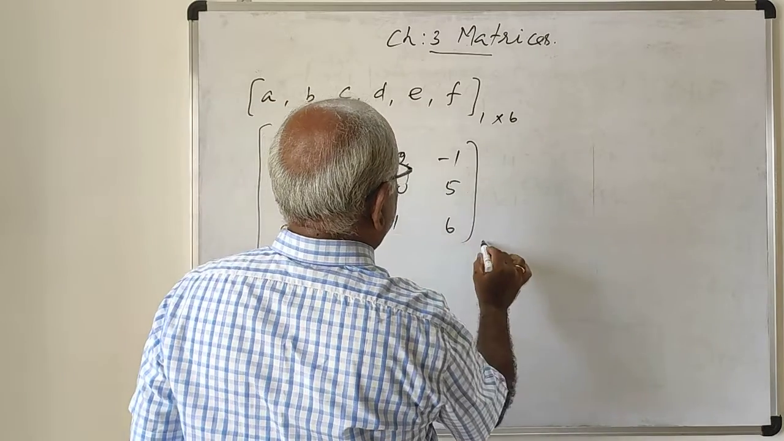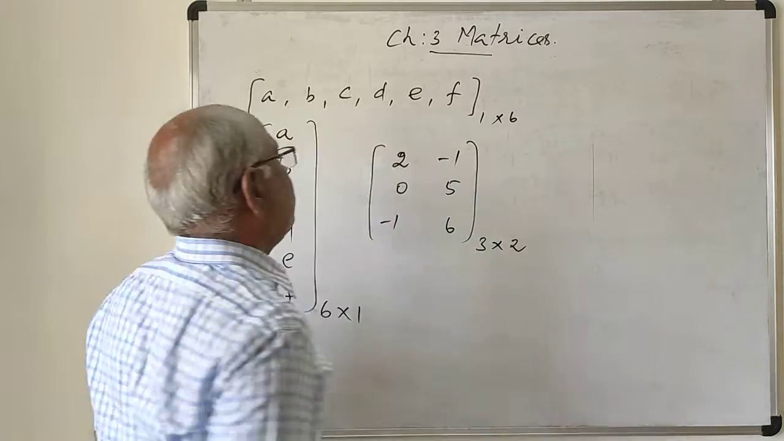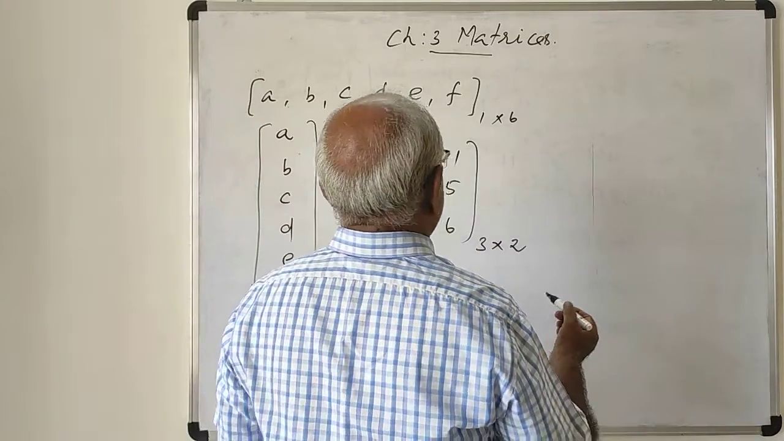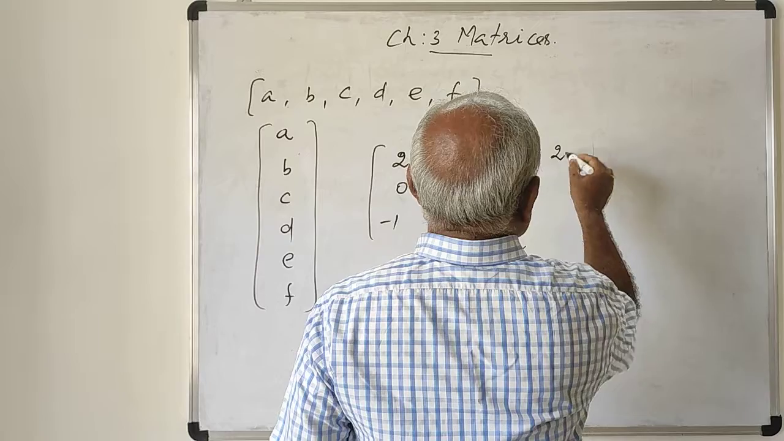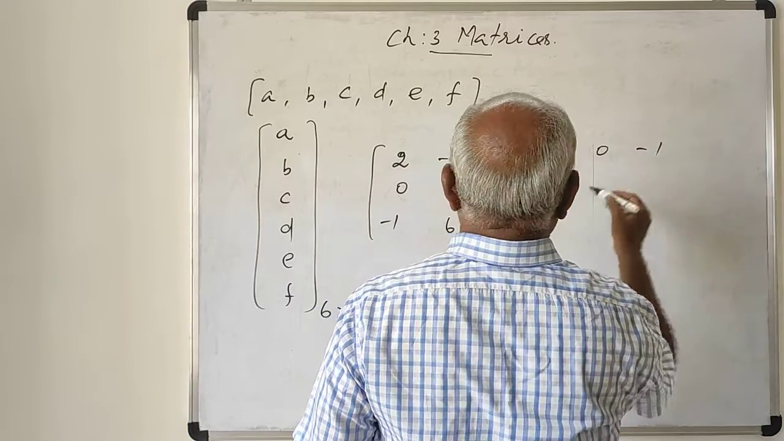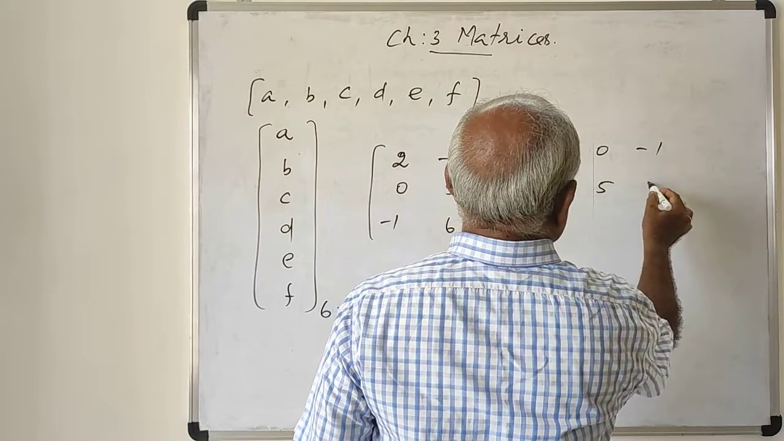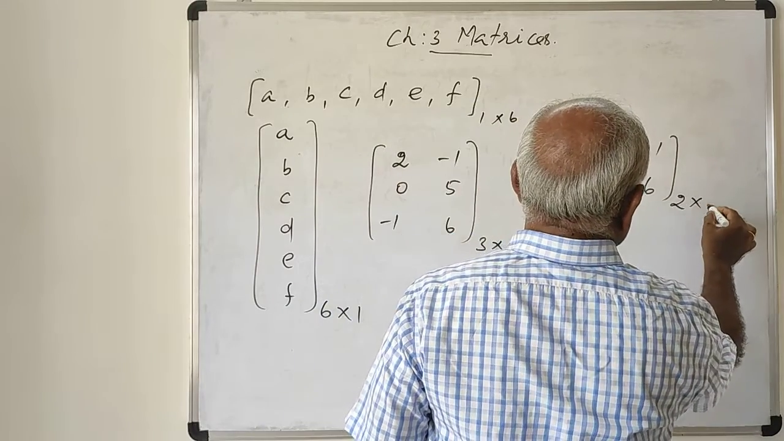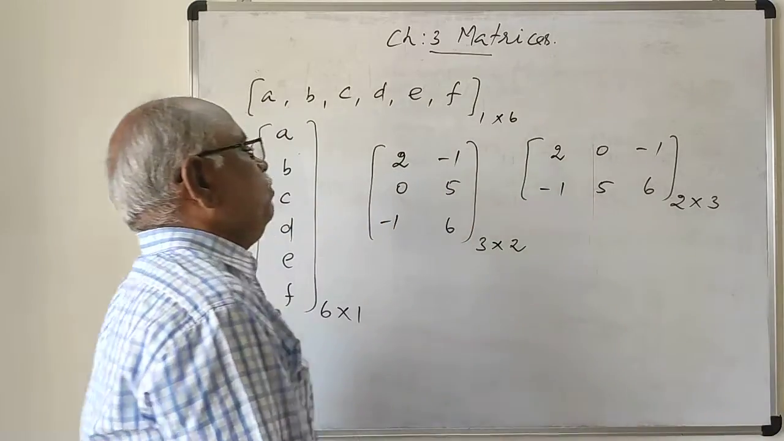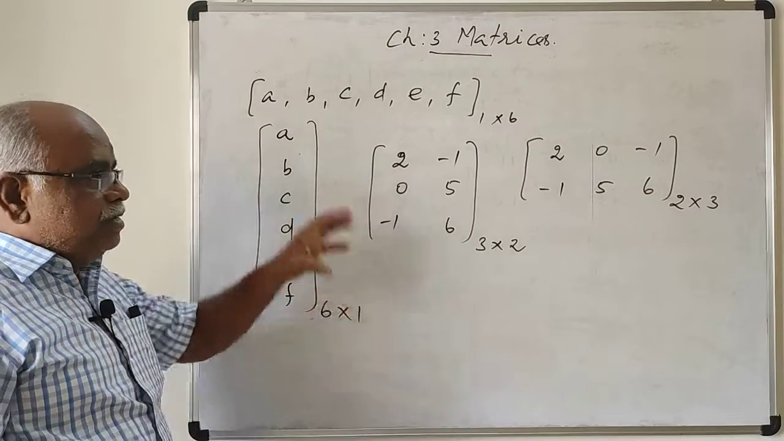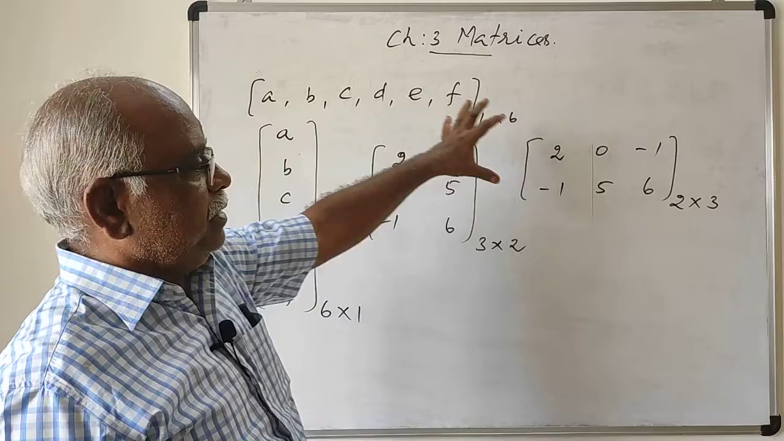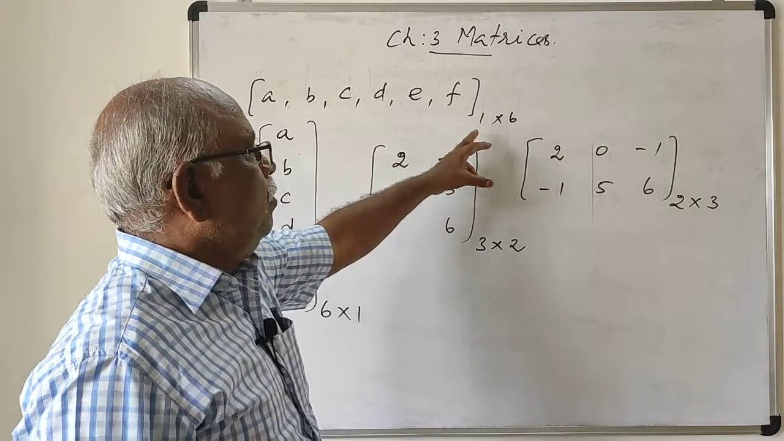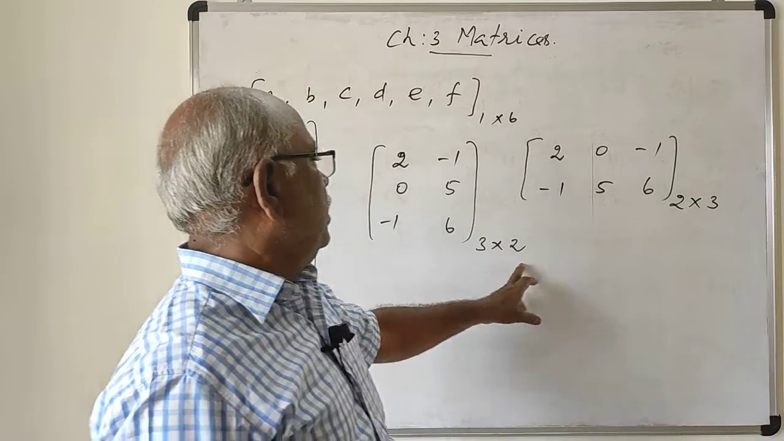This is 3 rows, 2 columns. This is a matrix having 3 rows and 2 columns. And one more thing, 2, 0, minus 1, minus 1, 5, 6. You see this matrix, it consists of 2 rows and 3 columns. What I am going to conclude is, these are the matrices 1 by 6, 6 by 1, 3 by 2 and 2 by 3.